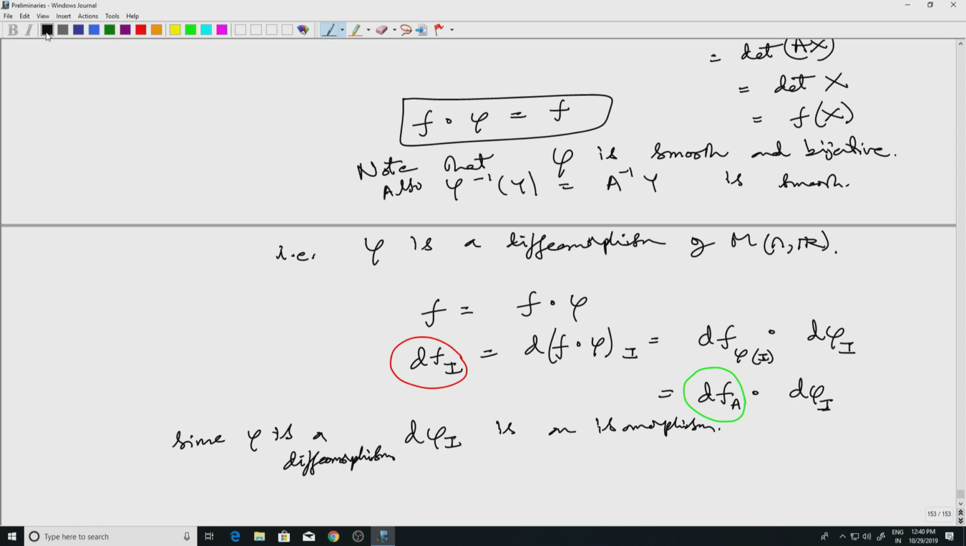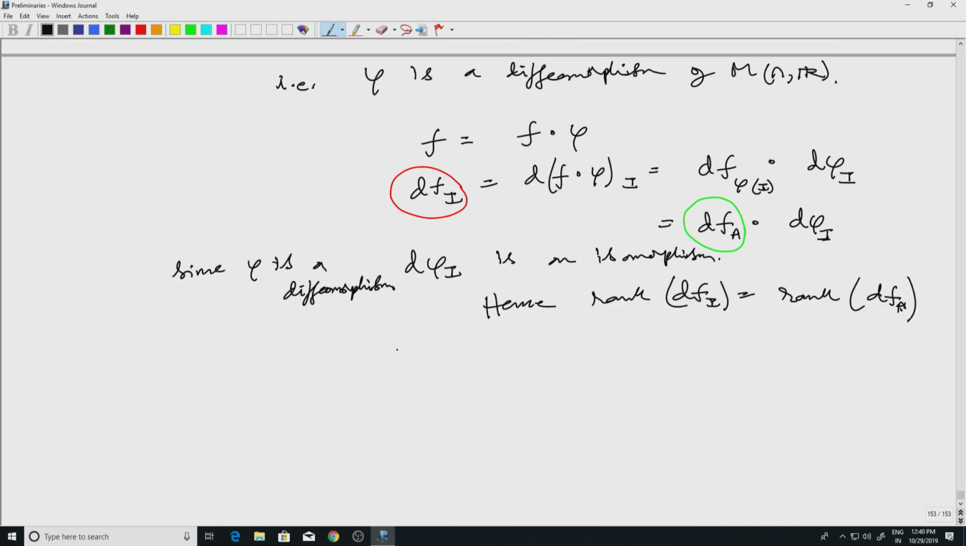So hence the rank of df at I is equal to the rank of df at A. And as for the other thing, which is df at I, the derivative of f at I of the determinant function, is just given by trace of h. This is the other claim.